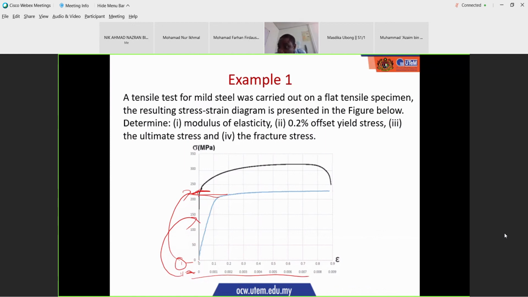So offset yield stress is 220. Mohammed Adam is getting 220. Thank you, Adam. I'm waiting for others. Mohammed Azik bin Baharuddin. Yes, sir. Thank you. I'm waiting for others. Azik bin Cairo Anwar. Yes, sir.